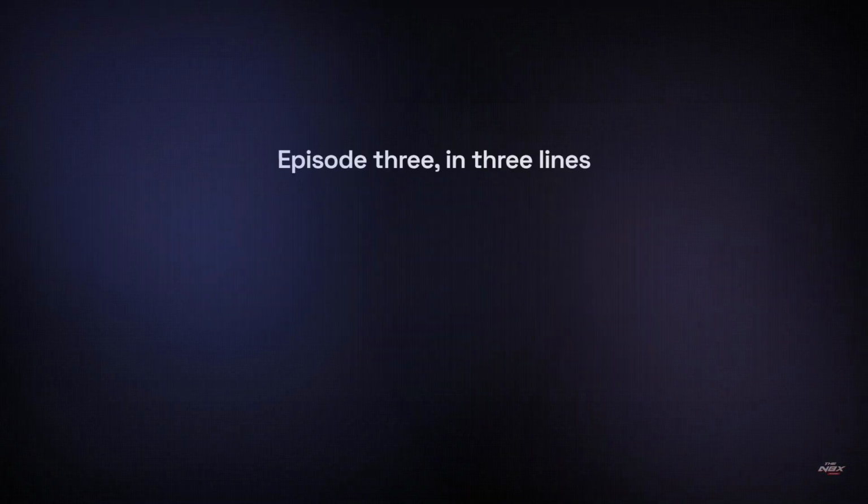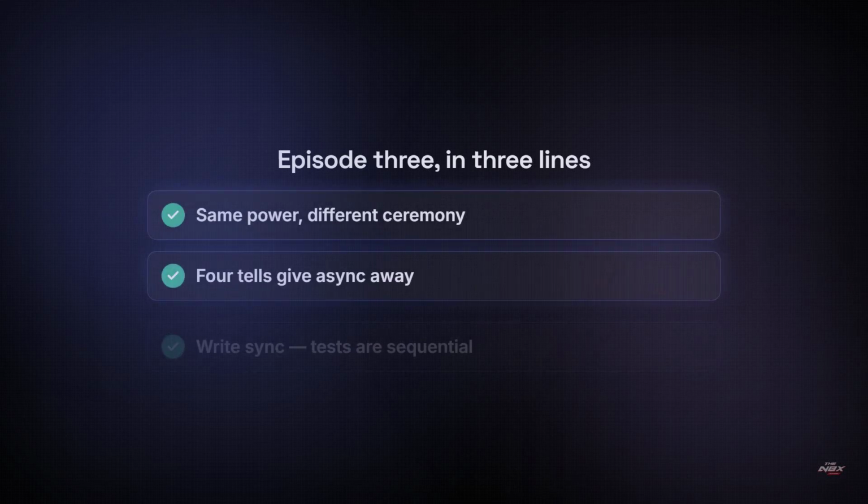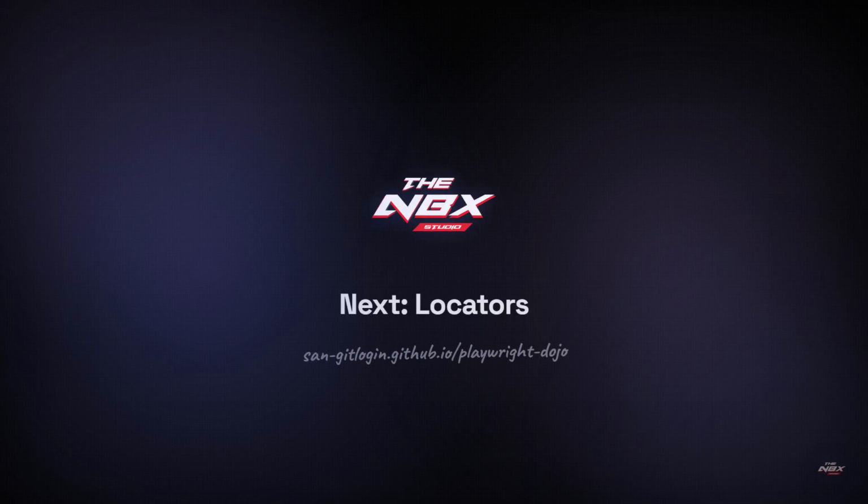So, to recap the episode, 2 flavors with identical abilities, 4 small changes between them, and sync is the one you will write because tests are sequential stories from beginning to end. Next episode is the big one, and it is the most important skill in all of Playwright, locators and how the spotlight finds your actor.